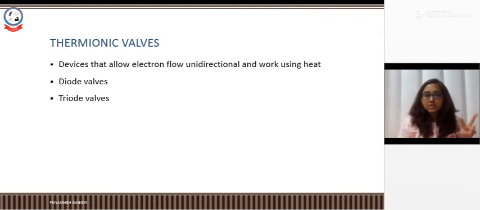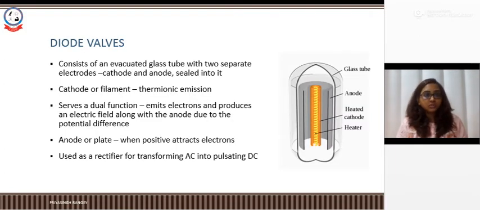The two electrodes in a diode valve are the cathode and anode, whereas the three electrodes in a triode valve are the cathode, the anode, and an additional grid electrode. So now moving on to the diode valve. Like we talked about, the diode valve consists of an evacuated glass tube with two separate electrodes. We have two electrodes, one of which is the cathode and one of which is the anode, and both of these electrodes are sealed inside an evacuated airtight glass tube.